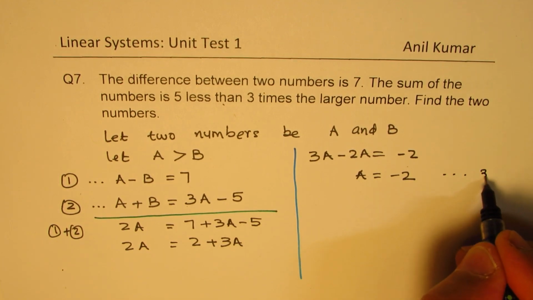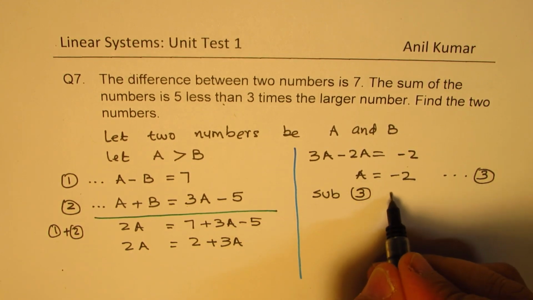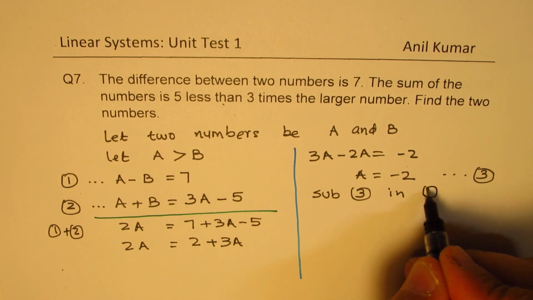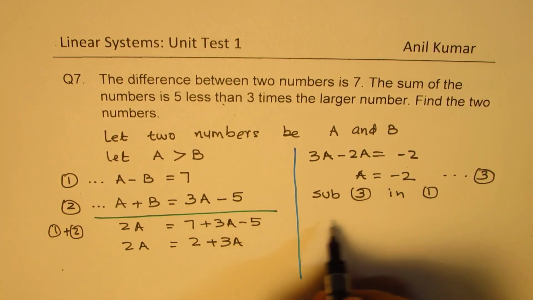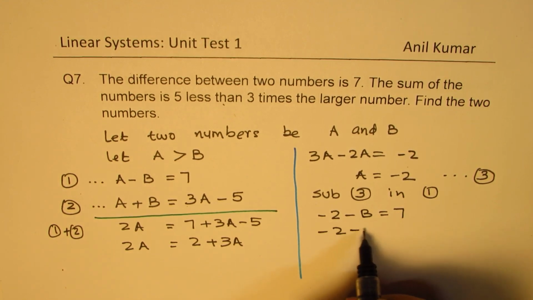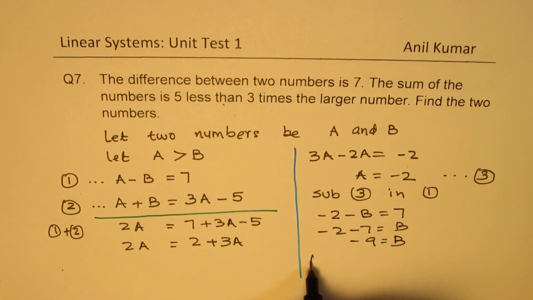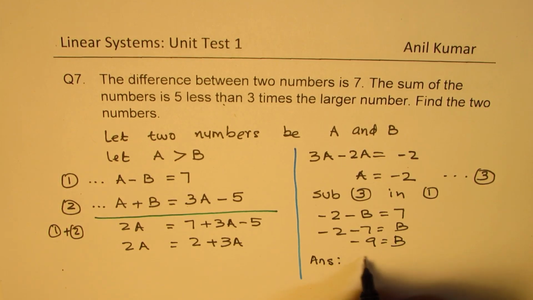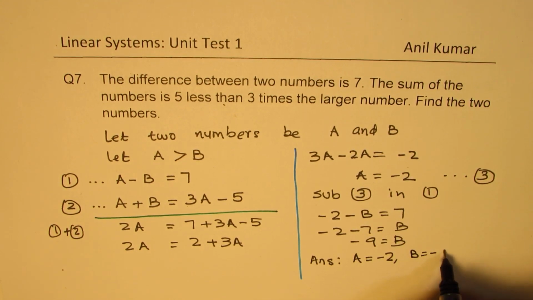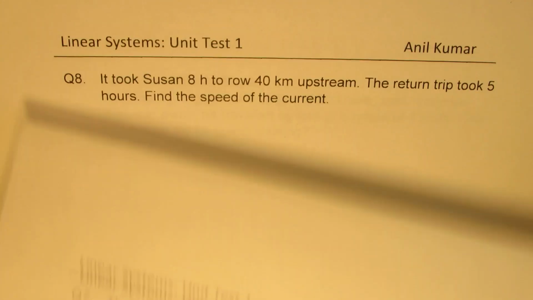Now, we'll call this our equation 3. Substituting 3, which is a equals minus 2, in, let's say, 1, we'll get the value of b, right? So we have minus 2 minus b equals 7. So minus 2, bringing 7 here, taking b to the other side, minus 9 is b. So our answer here is the two numbers are a equals minus 2 and b equals minus 9. Clearly a is greater, correct? So these are the two numbers. Is that clear to you? Perfect. So let's take the next question now.